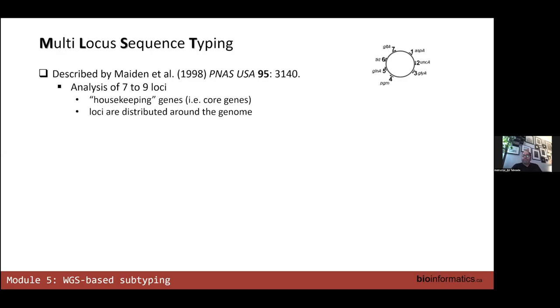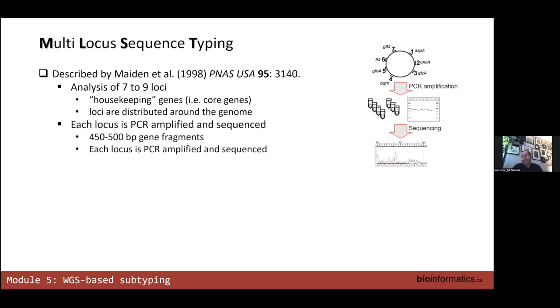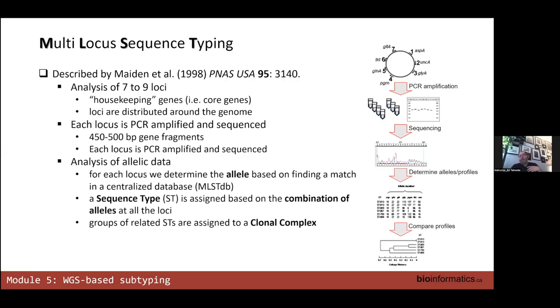And the approach is fairly simple. Remember, this is a time when you can't just sequence 300 isolates in a sequencing run. So the idea was let's analyze 7 to 9 genes by PCR amplifying them and then sequencing them the old-fashioned way. We can then take that sequence data and put it through an analytical approach where you infer the alleles, and the combination of alleles can be used as a subtype.